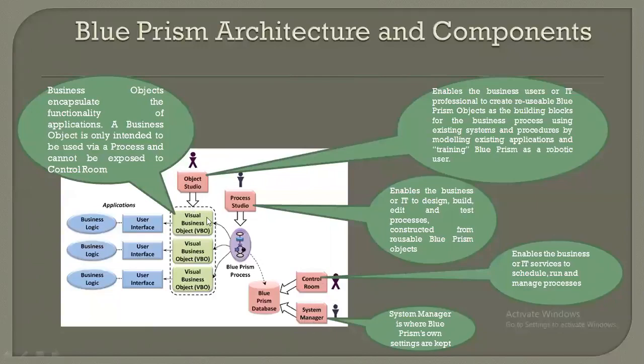Once you develop in the Object Studio, those objects will be used in your process to interact with your applications using the VBOs, which are Visual Business Objects, developed in the Object Studio. Once you deploy your process onto the Blue Prism database, from the Control Room, robots take the process from the database and interact with the VBOs to work with your business logic using the user interface. So that is the high-level view of the components of Blue Prism.